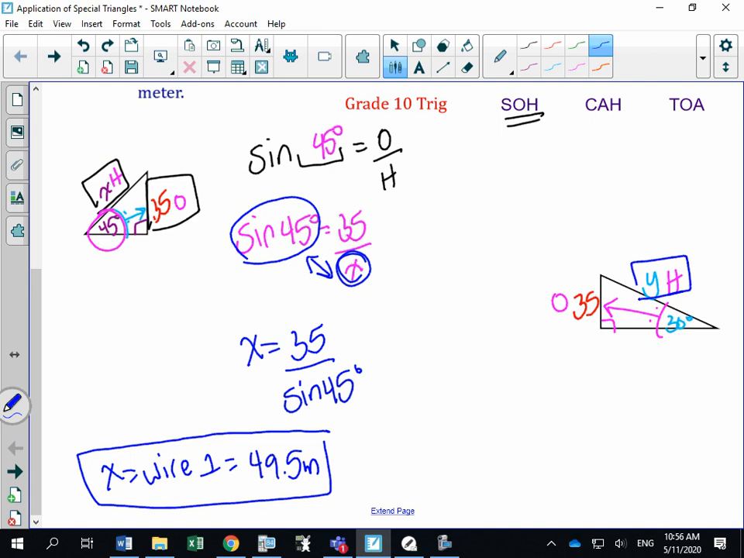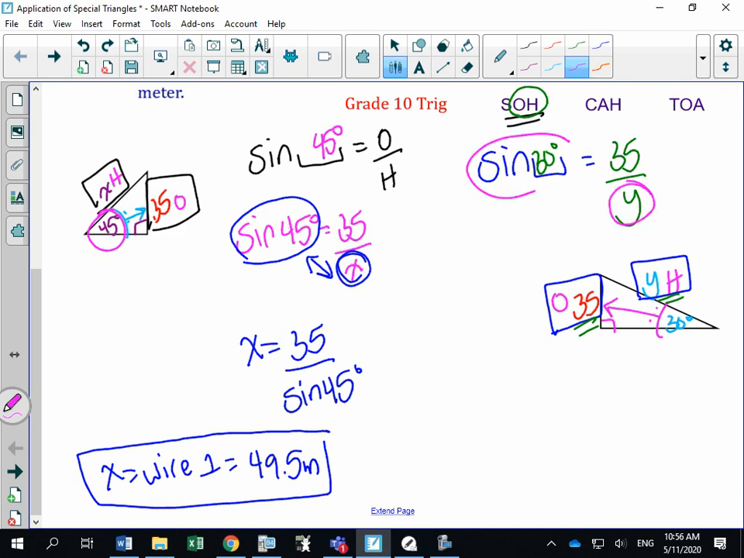You always box in the side that you are looking for, and you always box in a given side. So which trig ratio has opposite and hypotenuse? It's the same trig ratio, so the sine. This time it's the sine of 30 degrees, and sine is opposite over hypotenuse, which is 35 over y. Okay, y is on the bottom, so you can just simply switch this out. y is equal to 35 over the sine of 30.